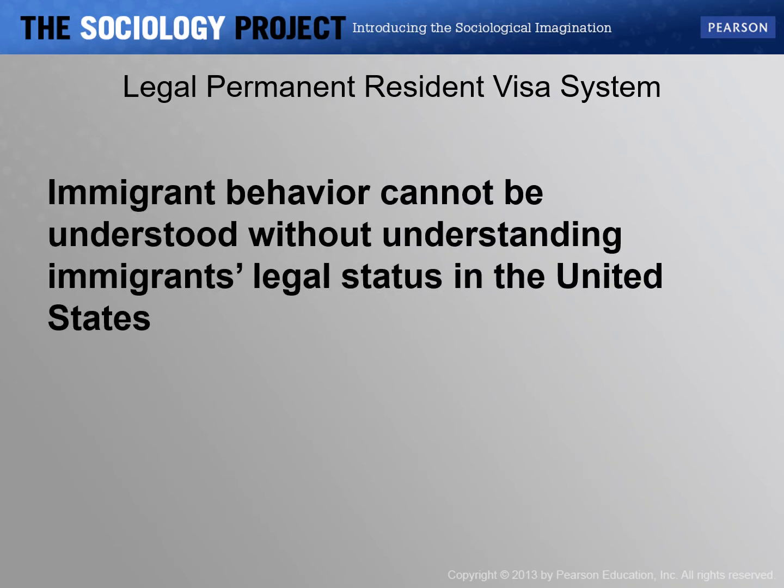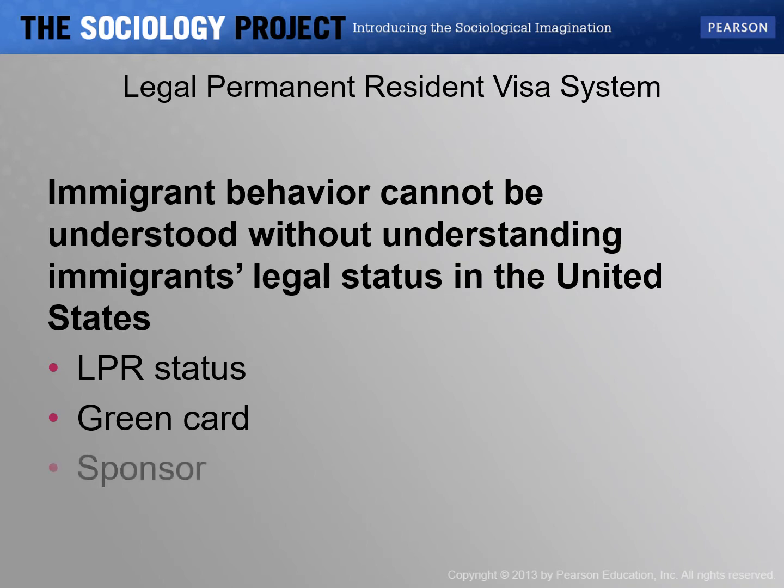Immigrant behavior cannot be understood without understanding immigrants' legal status in the United States. So, for example, people may not drive, they may take public transportation, they may keep a low profile because of their status in the United States, which includes the legal permanent resident status, the green card, whether you're being sponsored.